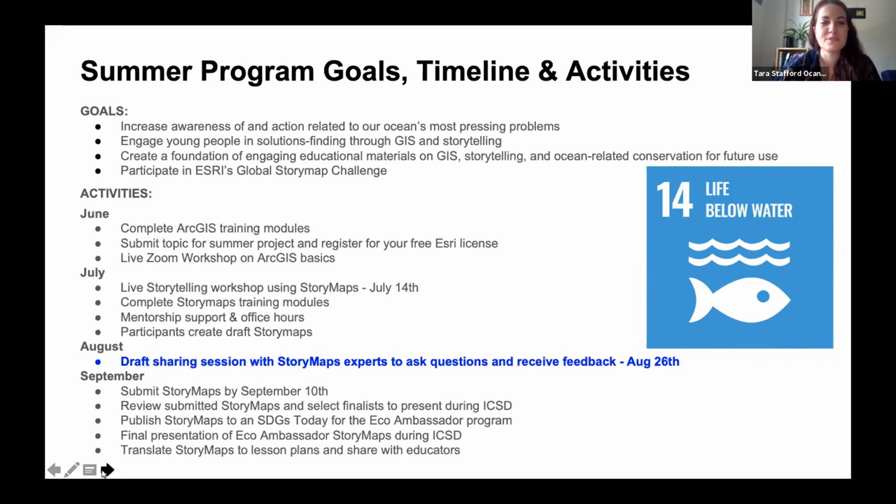Then we'll be reviewing those, providing any additional feedback for some folks, and then we'll select a few of them to be presented during our International Conference on Sustainable Development. That event should be held on September 22nd, and we'll be sharing more details about that soon. Then we'll be publishing those on an SDGs Today microsite and turning some of them into lesson plan resources that we can share with educators in our network. So we're very excited for these next steps.